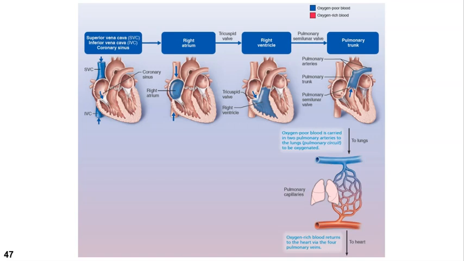When the right ventricle contracts, the pressure rises in that ventricle, closing the tricuspid valve and opening the pulmonary semilunar valve, which is going to then direct blood to flow into the pulmonary arteries toward the lungs. In the capillaries of the lungs, blood will pick up oxygen and then will be returned to the heart through the pulmonary veins.